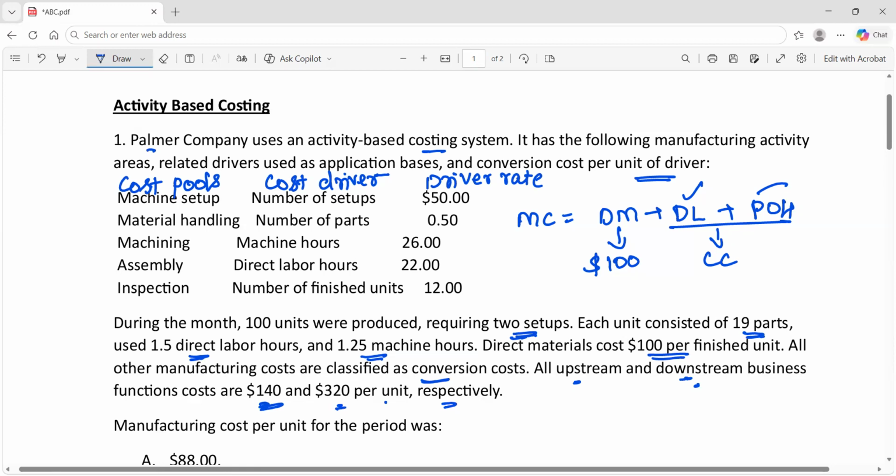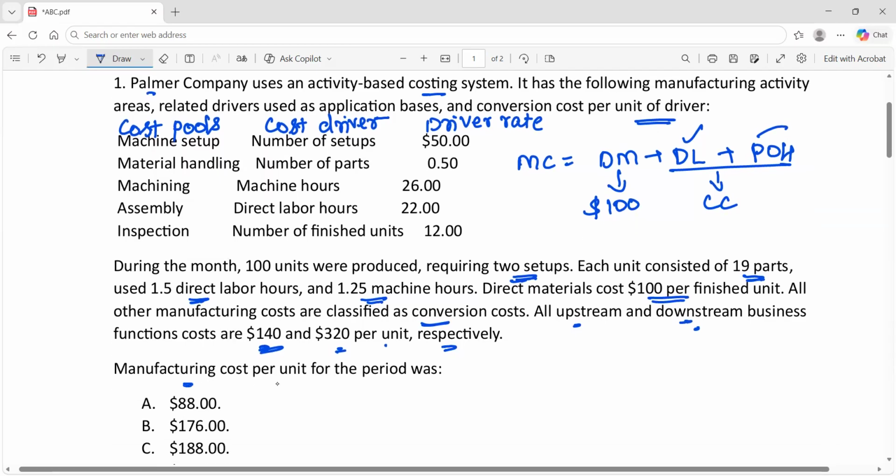What is the requirement of the question? The requirement of the question is to calculate the manufacturing cost per unit for the period. So as I already told, the manufacturing cost is nothing but your direct material cost plus direct labor and your production overheads. Direct material is directly given in the question, $100 per unit. Now we need to calculate the conversion cost per unit. Why conversion cost? Because the question clearly says all other manufacturing costs are conversion costs. So we cannot bifurcate between labor cost and production overhead separately because the information is not available.